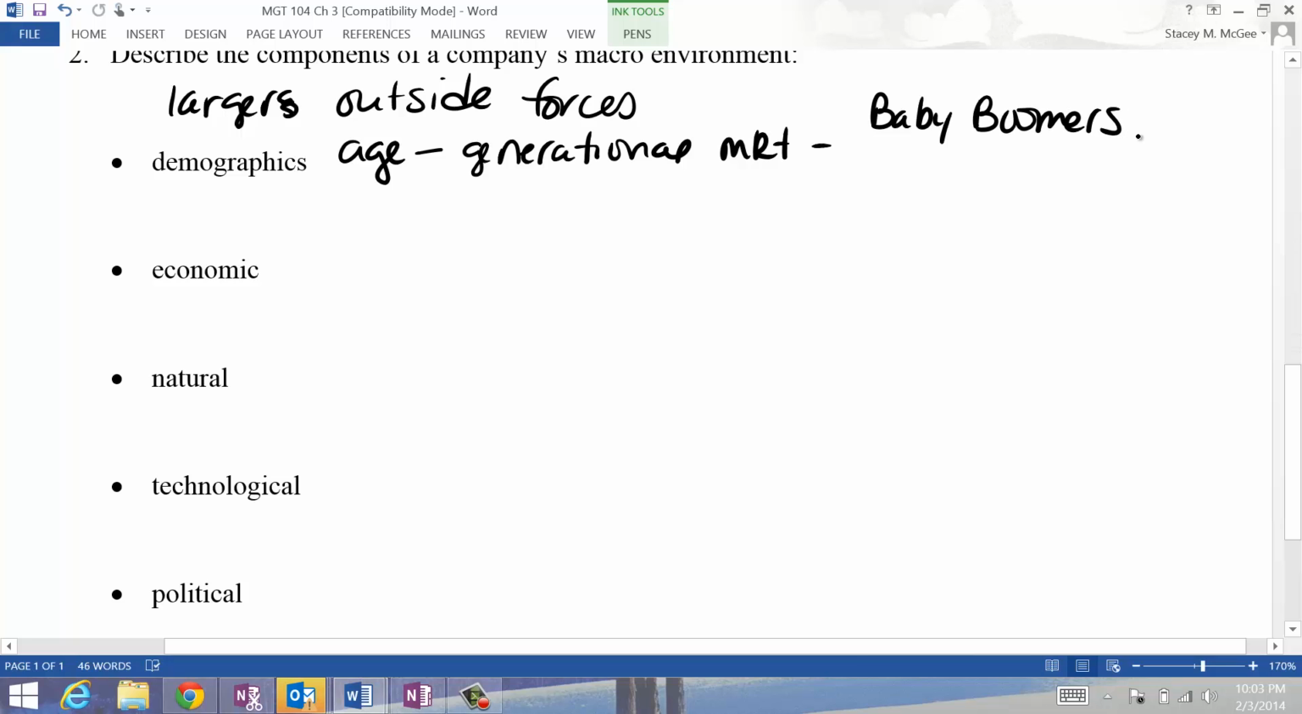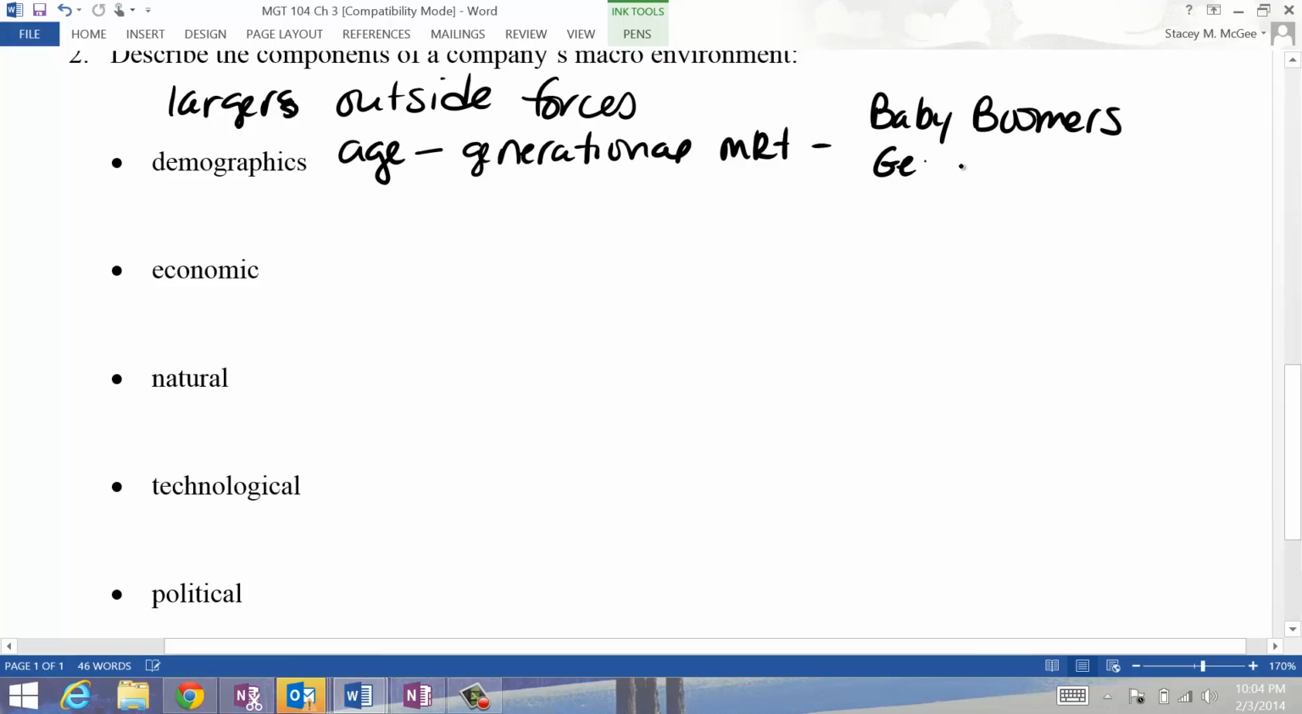Those are people that were born between 46 and 64, the World War II era. Those people are starting to retire now. So you've got a large group of people with fairly high income and a lot of time on their hands. So you see different products developing to meet that need.